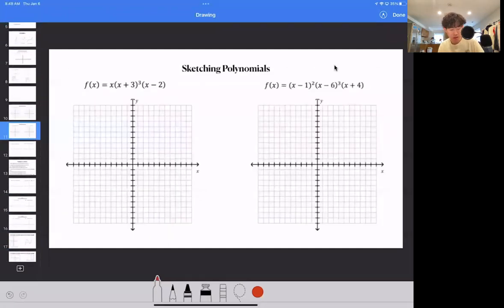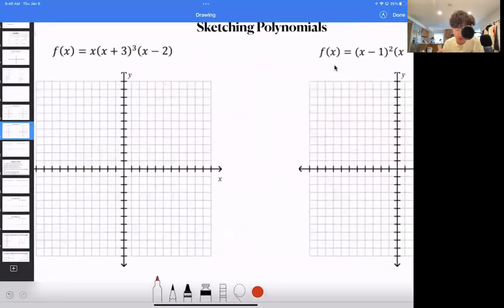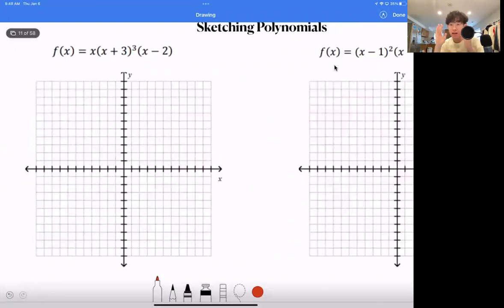All right, so sketching polynomials for this. Let's say that I gave you a problem that looks like the one on the left. Now I know that I didn't provide for you the 4 essential things like zeros, leading term, end behaviors, and whether there is multiplicity or not.